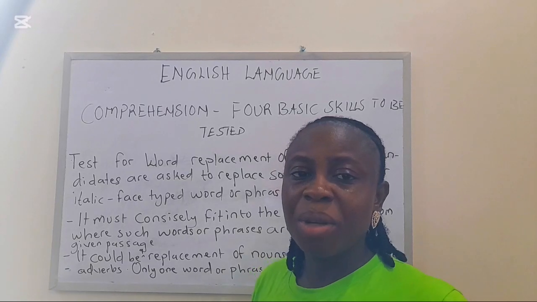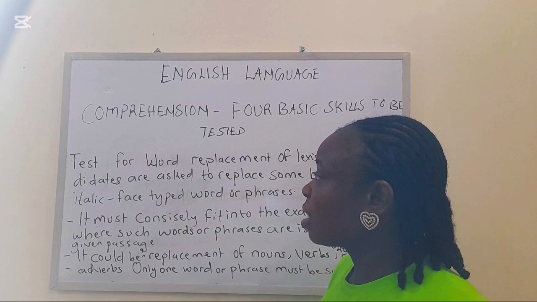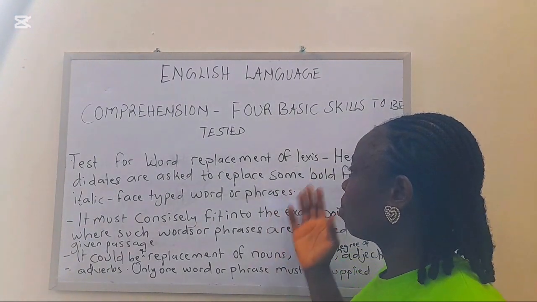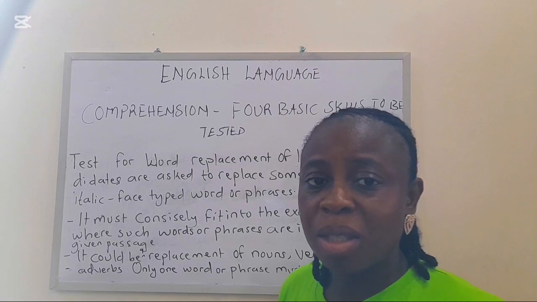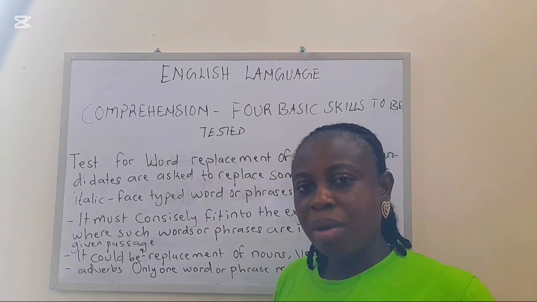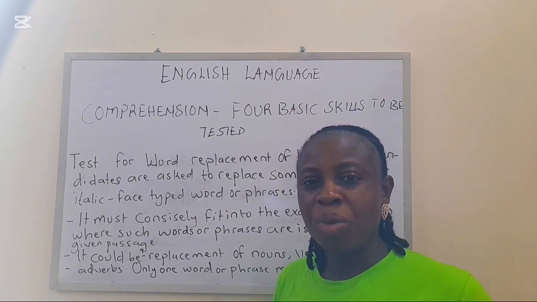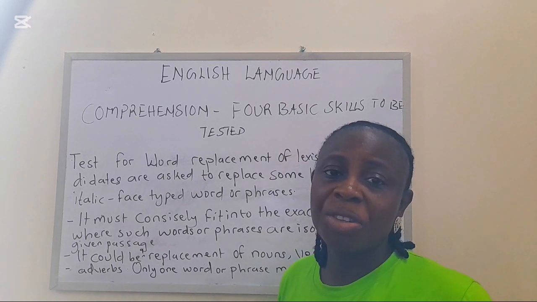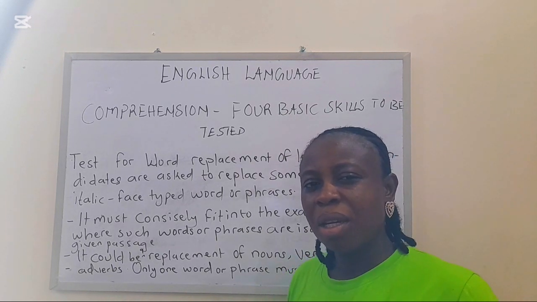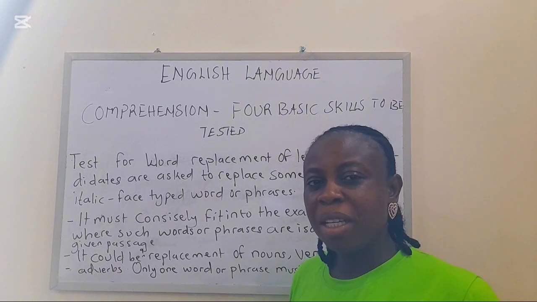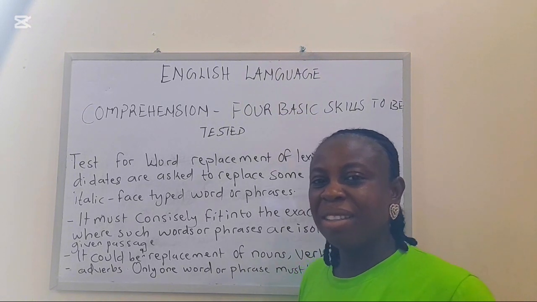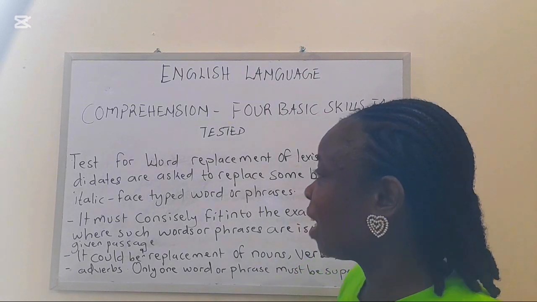The last skill that will be tested is the test for word replacement of Lexis. When you talk about Lexis, we are talking about the array of words or vocabulary we use. This could include jargon and idiomatic expressions, depending on what you are asked. Normally you are asked to replace a word or phrase to fit in exactly as it is in the passage. So what do you do as a candidate?